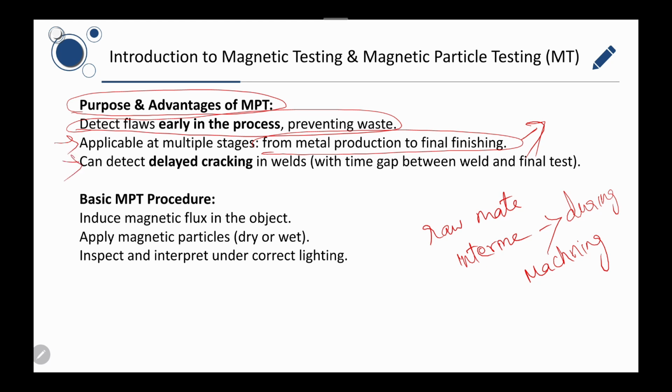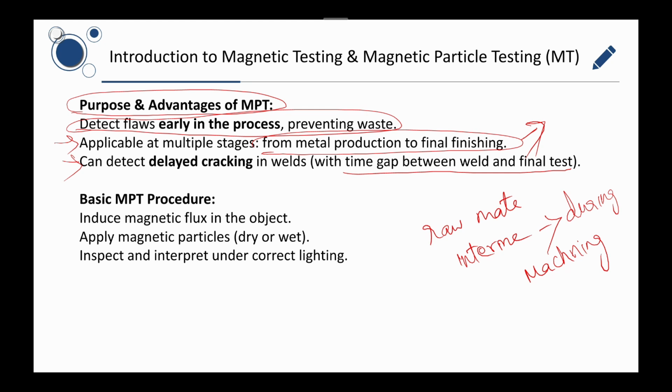It can detect delayed cracking in welds. MPT can detect hydrogen induced cracking or stress relief cracks that appear after a time delay. For example, welds can be rechecked after cooling to catch delayed defects. So this is the best example for the time gap between weld and final test.